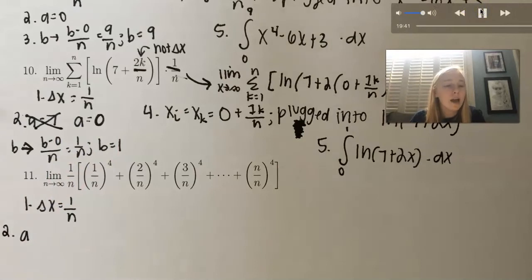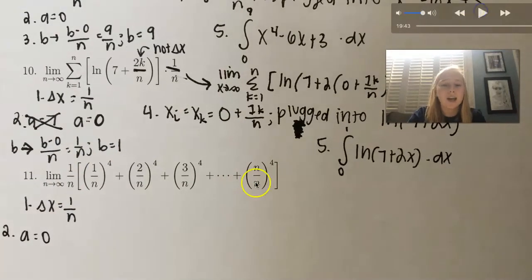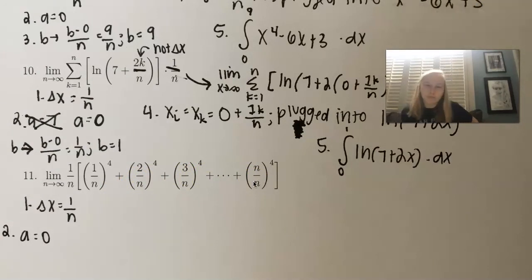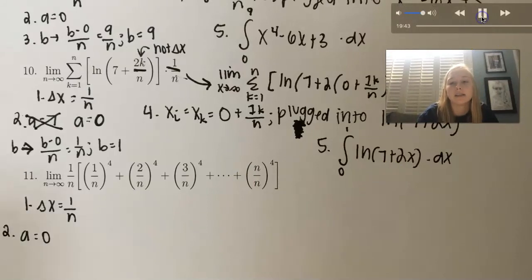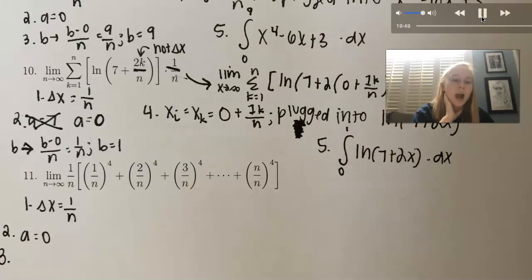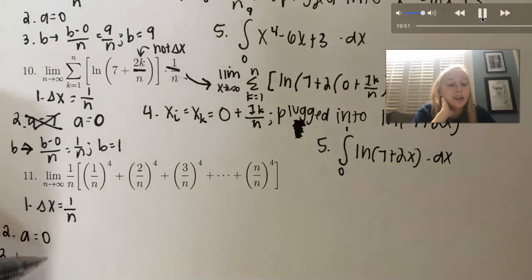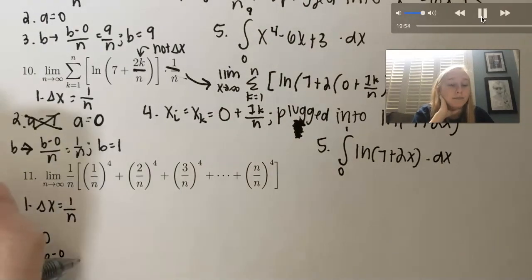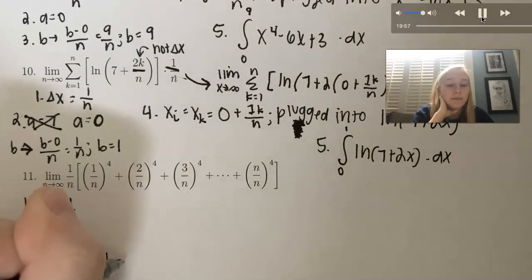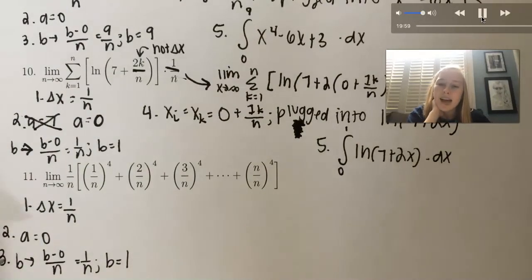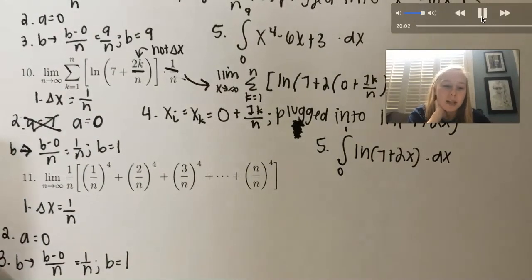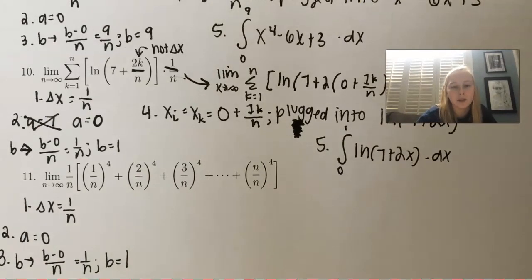We can still identify a, because there's nothing added on to any of the different parts of the xi, so we can still identify it as 0. There's nothing added to anything, so it's got to be 0. Now that we have a and delta x, we can still find b. But when we try to identify xi and what equation this is plugged into, that's where this gets kind of confusing.